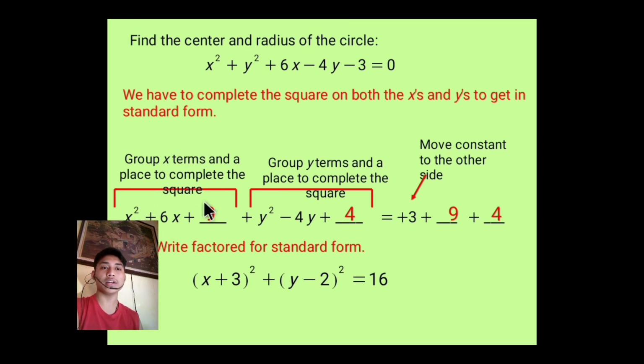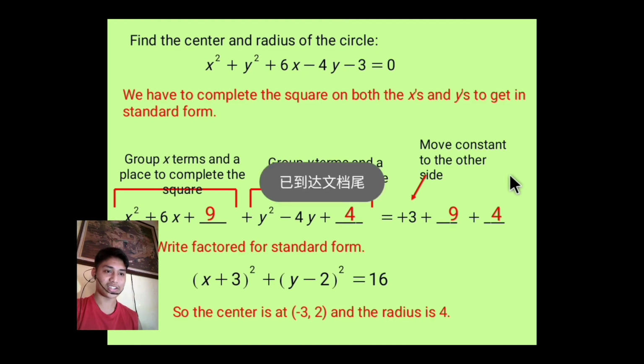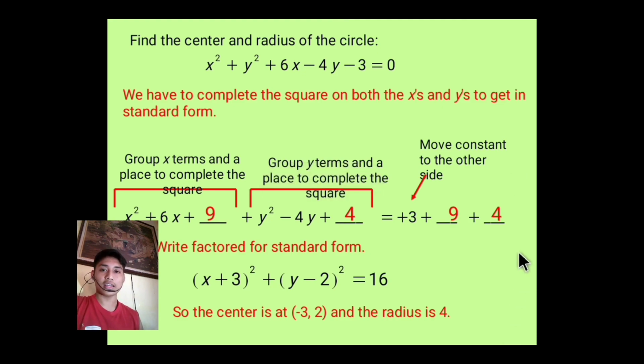Yeah. So now we square and factor this, and that is the result. Then we add: 3 plus 9 is 12, plus 4 is 16. So the center is at (-3, 2), and the radius is 4. So that's all.